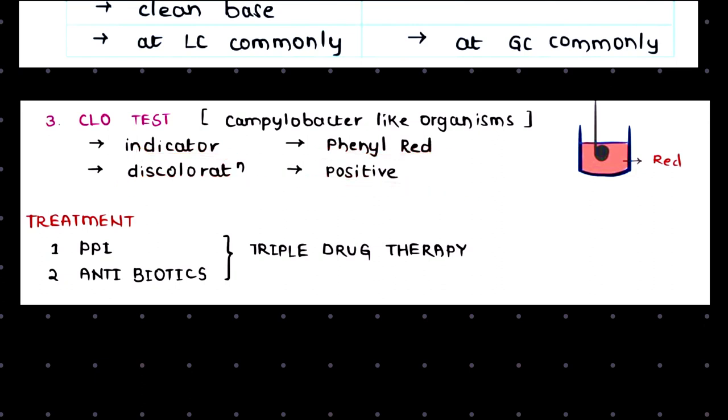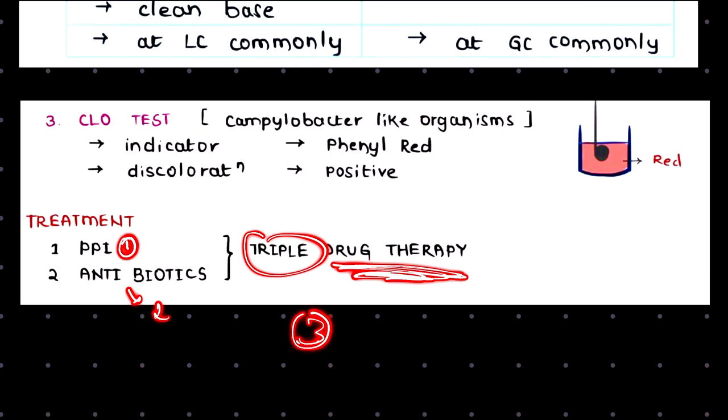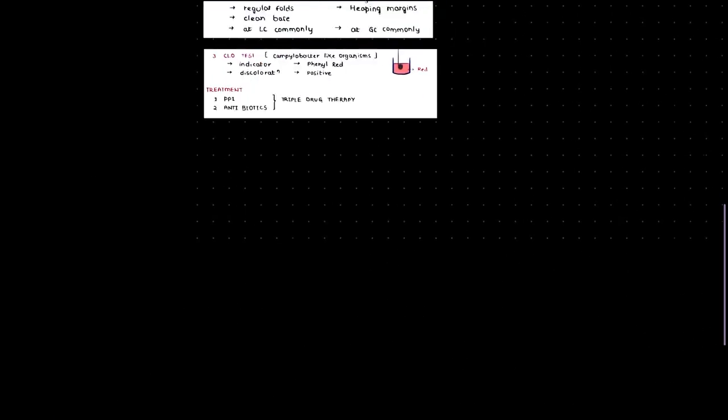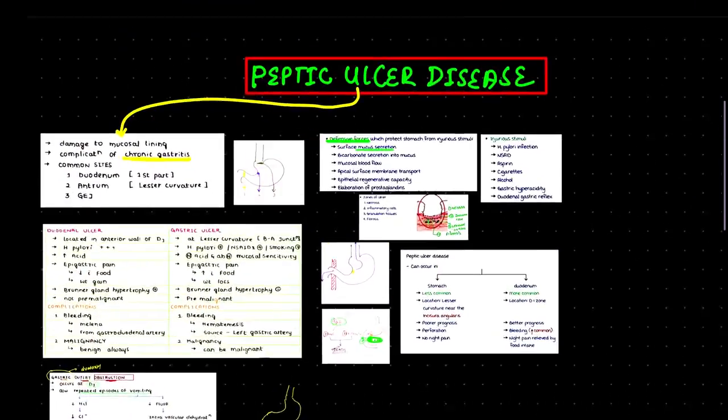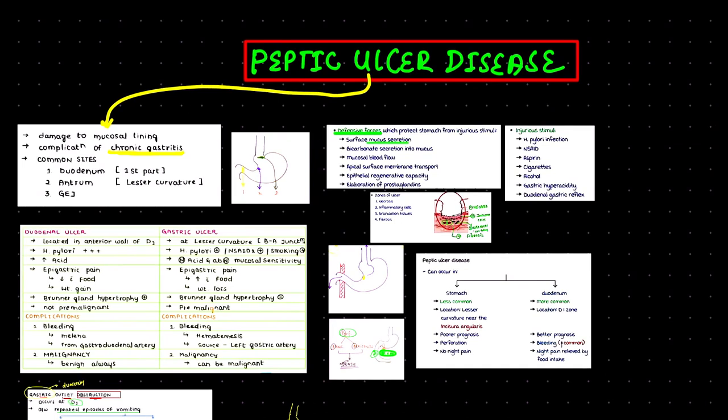That's all. Now talking about the treatment, we provide a proton pump inhibitor, which will reduce gastric acid secretion. And along with the proton pump inhibitor, there is one special treatment, that is triple drug therapy. Now what is this triple? That means 3 drugs are needed. What are these 3 drugs? One is the proton pump inhibitor and 2 are antibiotics. With the help of these 3 drugs, there will be treatment of our peptic ulcer disease. We finished our discussion right here.